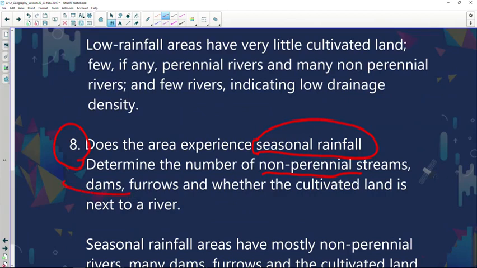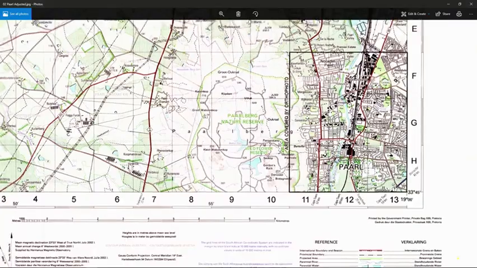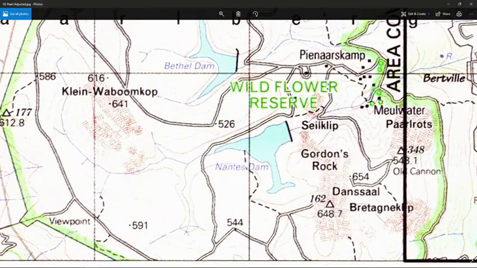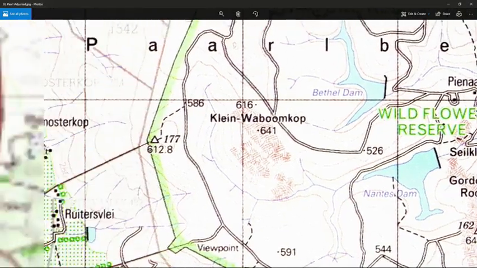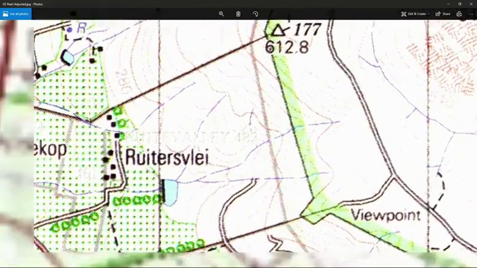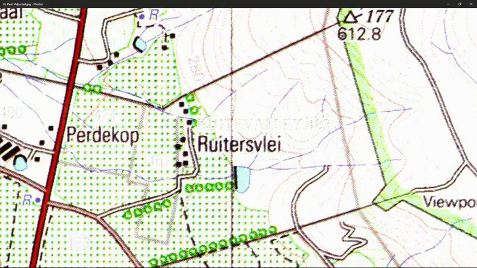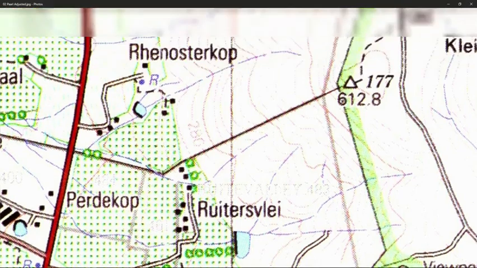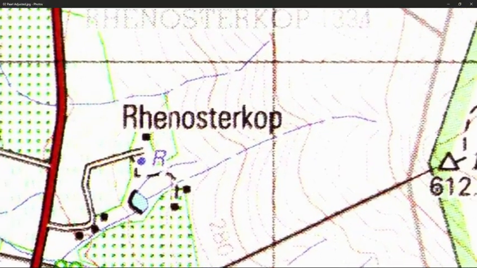Now you will see there's many non-perennial streams flowing, rivers, but very importantly, the construction of dams and furrows. Now, if you quickly go back, you can see many dams that's been constructed. And next to the dams you will find the cultivated land. Now the purpose of these dams is for irrigation purposes because they only receive rainfall during a certain period, so they needed water to water their crops even further. They do not receive water all the time.